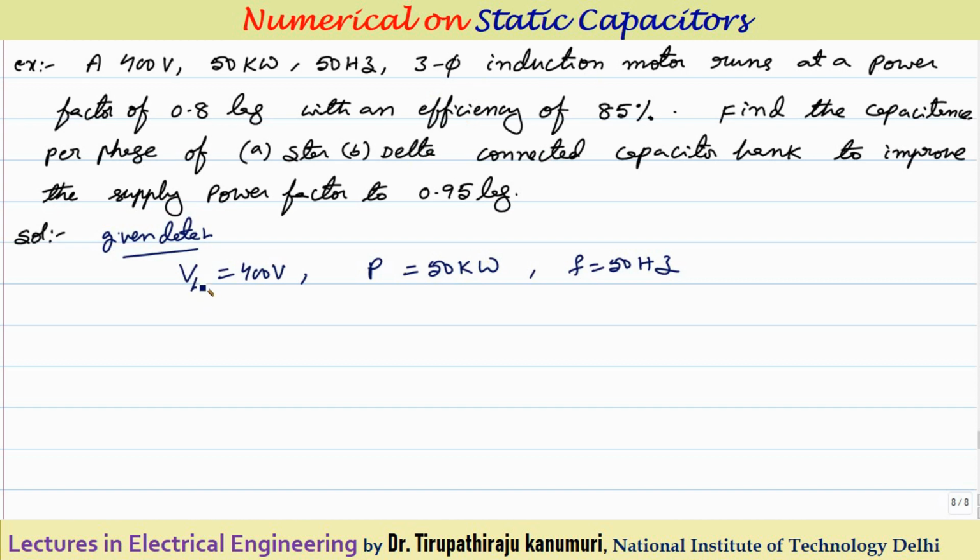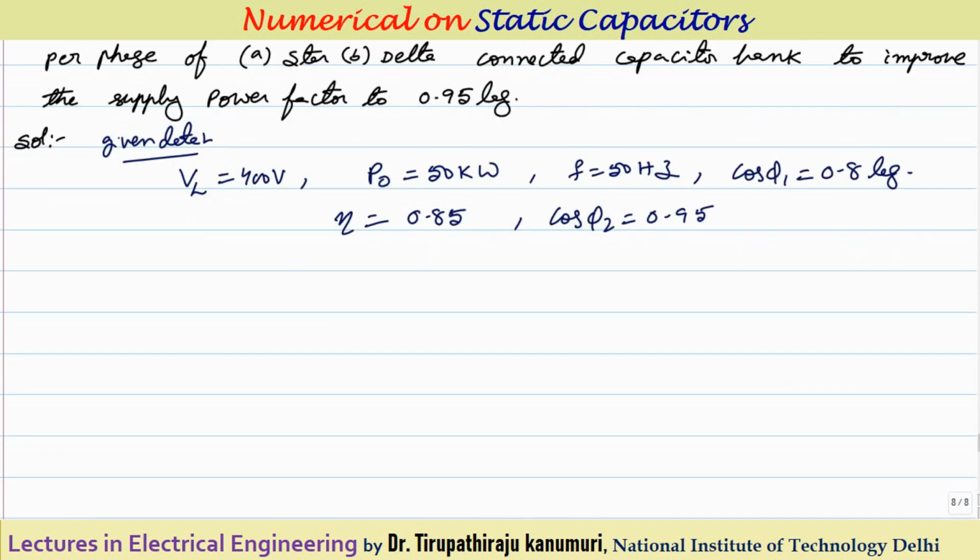So 3-phase motor means the voltage will be the line voltage, and it runs at a power factor of 0.8 lag. So cos phi 1 is given as 0.8 lagging, and efficiency is also given. Efficiency is 85% or 0.85. That means the power mentioned here is the output power of the motor. It is asked to find the capacitance per phase of star and delta connected capacitor bank to improve the supply power factor to 0.95. So the value of cos phi 2 is given as 0.95. This is also lagging.